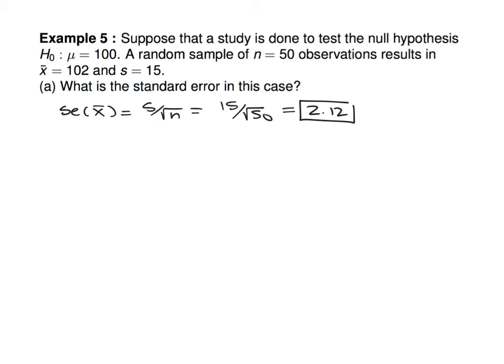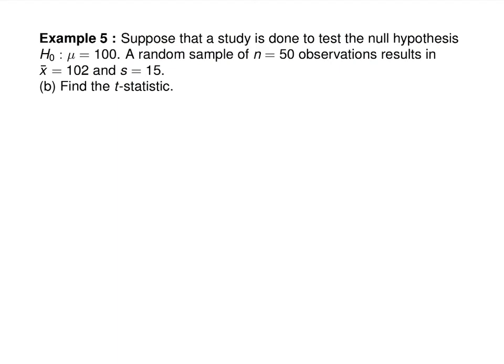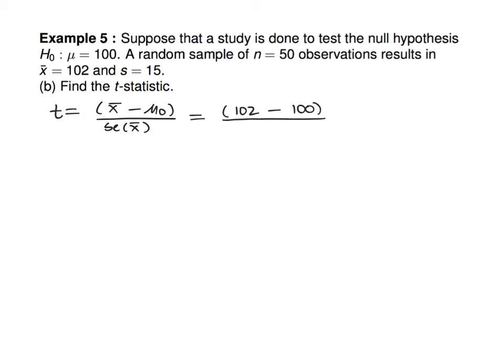Then find the test statistic. So t is equal to X bar minus mu naught over standard error of X bar. Well, our X bar was 102 minus mu naught, which was 100, over standard error of X bar, which I think I would prefer to put in as, once again, 15 over root 50. The unrounded one definitely is better. It'll be more accurate. And you get about 0.943.